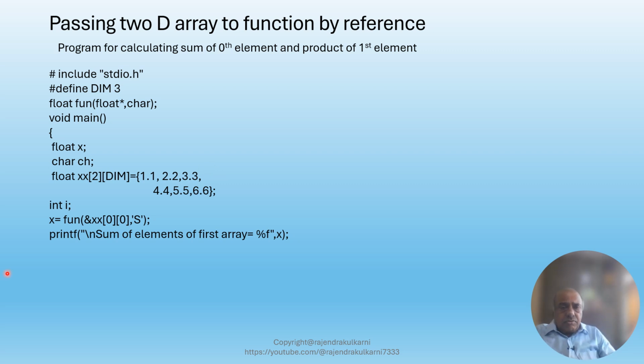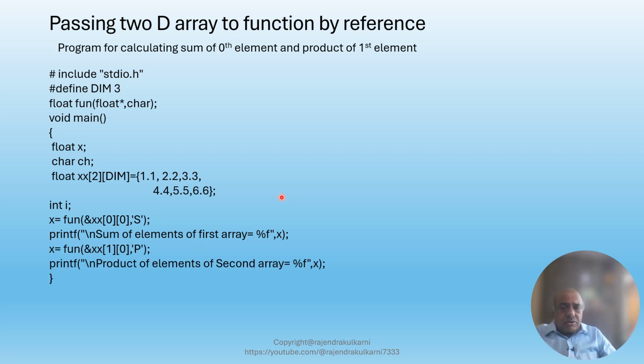Now here what we are doing is calling the function, x is equal to fun, and sending the address of the 0th element of the 2D array, and that address is being passed to the function along with a character s. This s stands for sum. The function will return the sum of the values passed to it, and x will collect the returned value and it will be displayed by this printf statement.